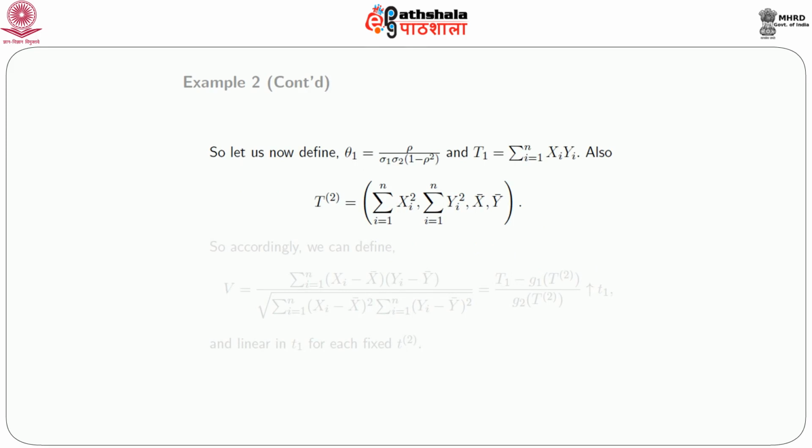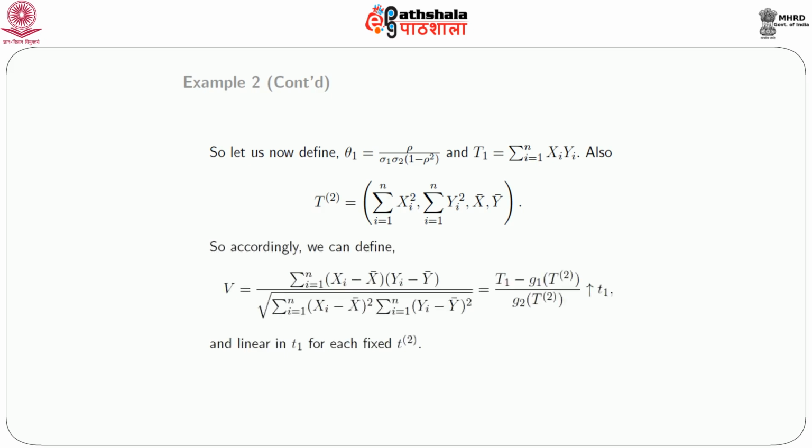Now we define theta 1. Theta 1 equal to rho by sigma1 sigma2 (1 minus rho square). T1 equal to summation over i from 1 to n of xi yi. Also T2, here we define T2, is a vector valued statistic with 4 elements: summation xi, summation yi, summation xi square, summation yi square.